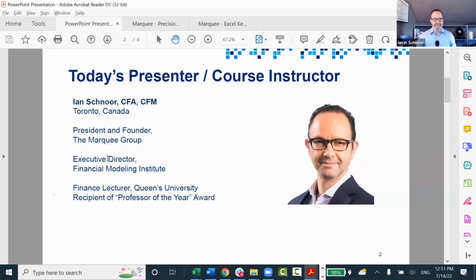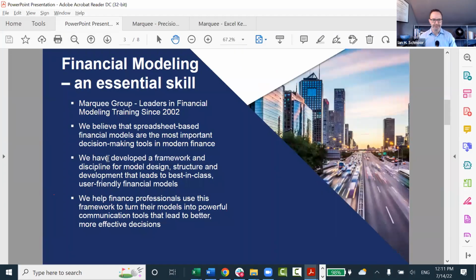So in terms of these slides here, just a couple of slides to look at. I told you a little bit about the Marquee Group, which is the business that I founded 20 years ago. Our entire DNA is around excellence in data analytics and modeling. We also get involved in some data science work, but really a foundation of what we do is best in class financial models, helping professionals learn the skills so that they can become world-class financial modelers.